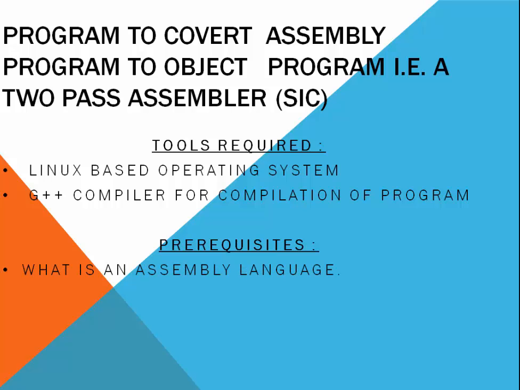What is an assembly language? An assembly language is the most basic programming language for any computer. What is an object code? The code produced by a compiler or an assembler is called object code.